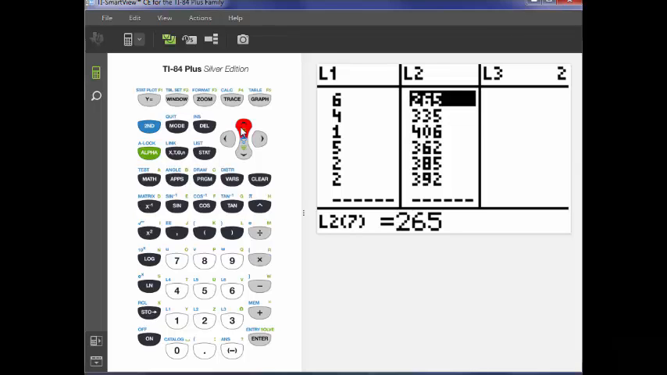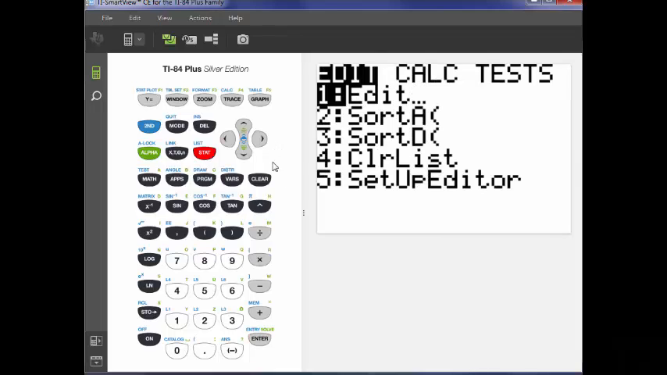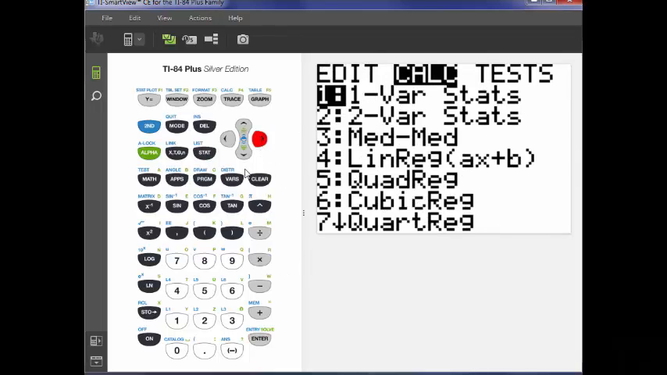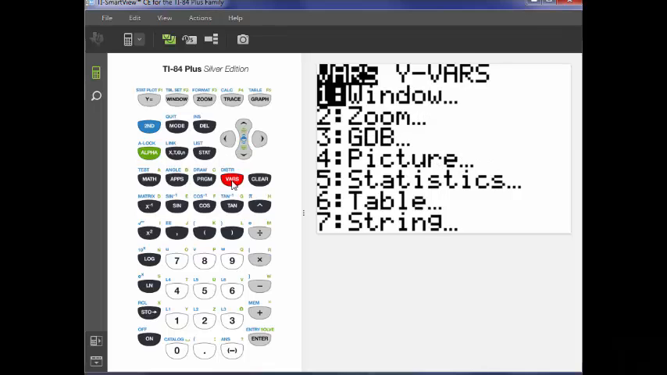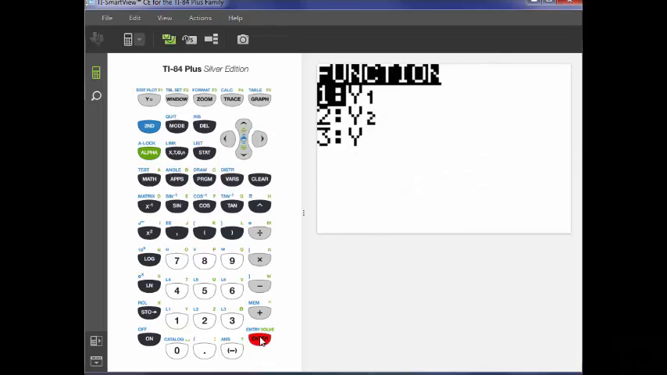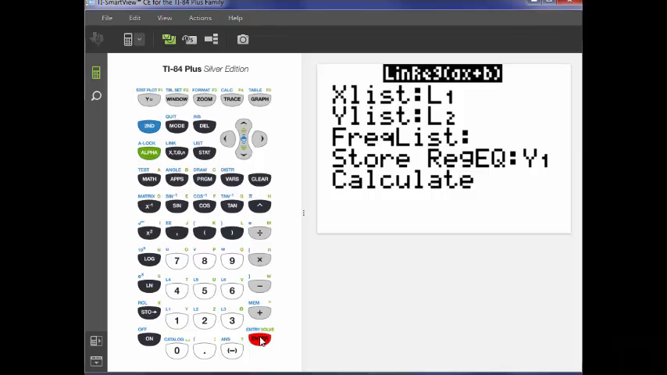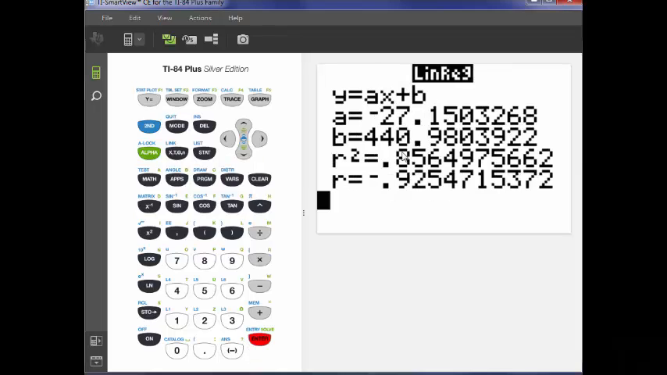So definitely double check. Now I want to get my regression line, so I press stat, then arrow over to the calc menu because I want to calculate, and go down to option 4 for linear regression. My X list is list 1, my Y list is list 2, and I don't have a frequency list. I do want to store the regression equation so that I can see it on the graph, so I'll press vars, Y vars, enter, enter. That response is going to be called Y1, and I'm going to calculate it. Bang, there we go, very good.